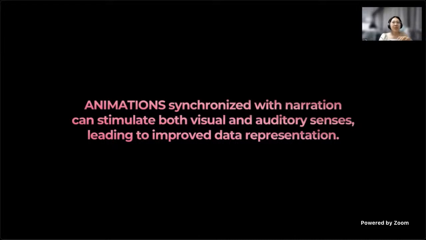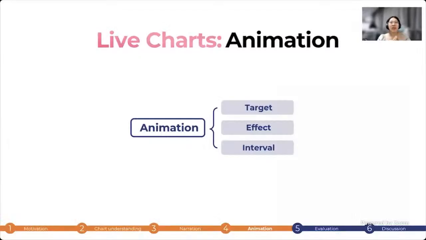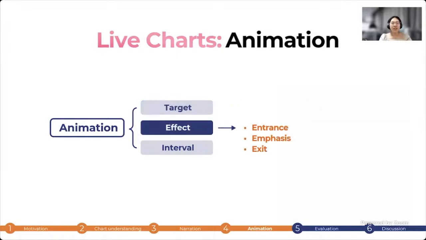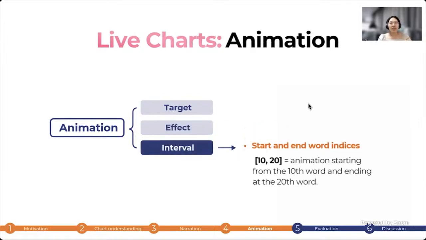Okay, after narration, we move on to animation. Animation synchronized with narration can stimulate both visual and auditory senses. To generate a proper animation, targets, effects, and interval need to be decided. Target means the SVG classes and IDs. For effect, we consider entrance, emphasis, and axis. We use the start and end word indexes as intervals. Since we use a machine to read narration, the speed is predefined.